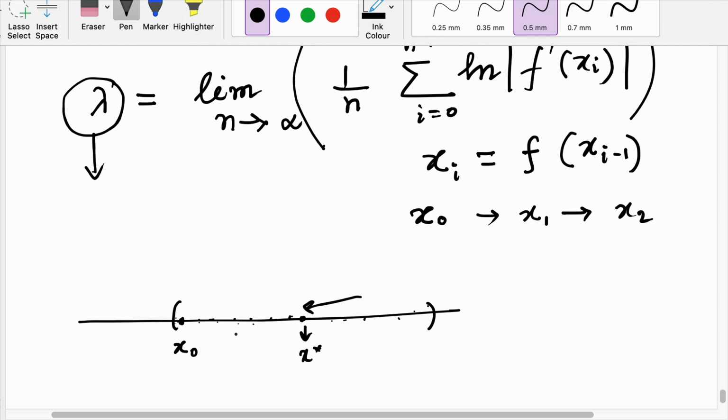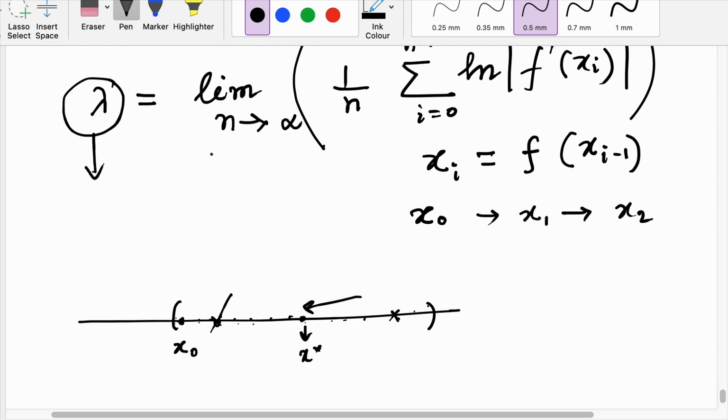So if all the initial conditions go to the same fixed point, then the Lyapunov exponent for all those initial conditions will remain the same. Basically I am saying that if I take this initial condition or this one, it doesn't matter. If both go to this x star, the Lyapunov exponent will remain the same, because we are taking the limit n tends to infinity. We know that if I iterate infinite times, it ultimately goes toward this fixed point.